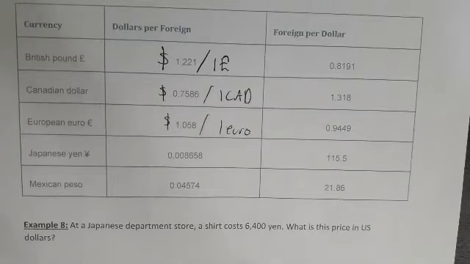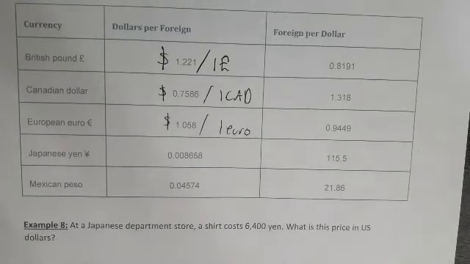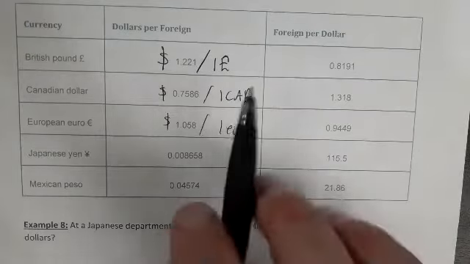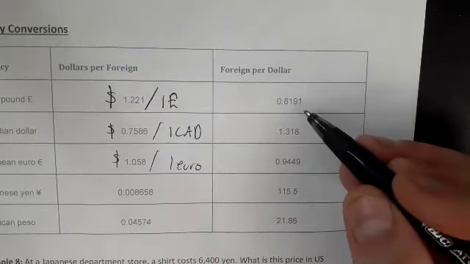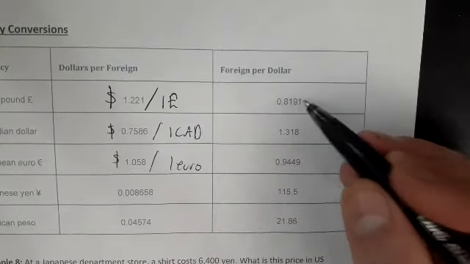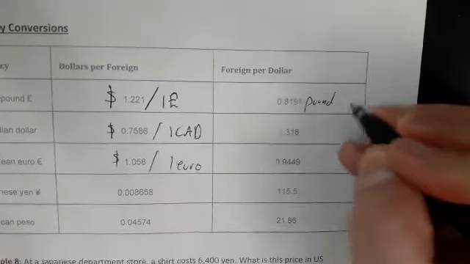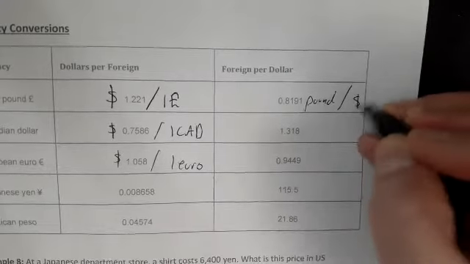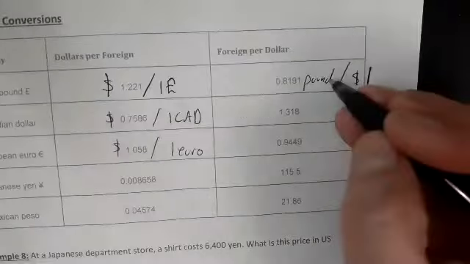That's probably enough for you to figure out the rest of this. Dollars per yen, dollars per peso. If it says dollars per foreign, that's what it means. Now they're talking about the foreign. So let's look at this. This is pounds, sorry, pounds for every $1. So the numerator would be pounds. The denominator would be dollar.